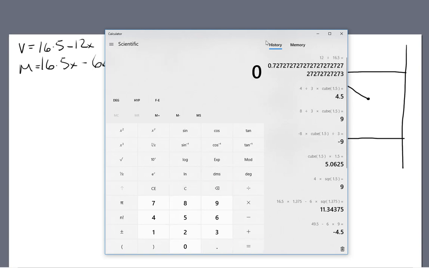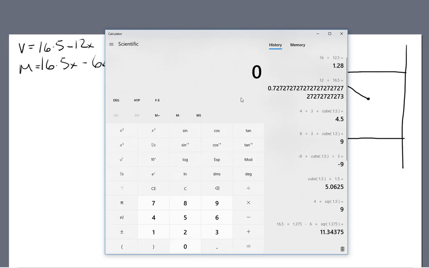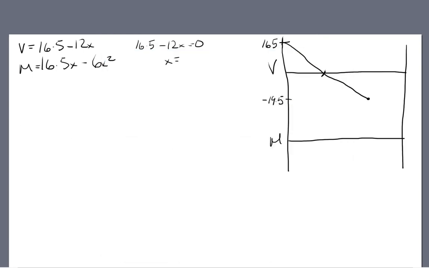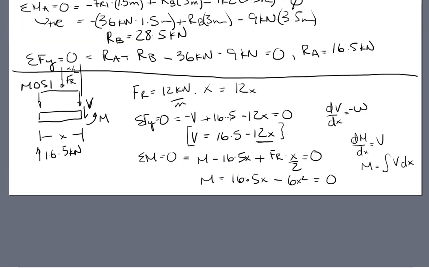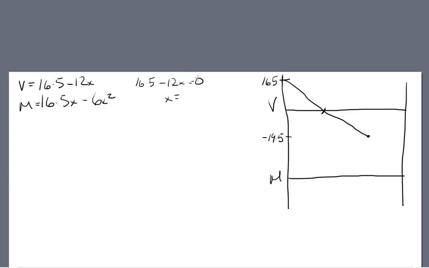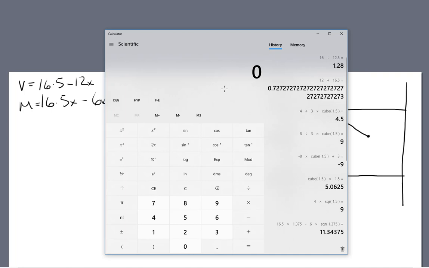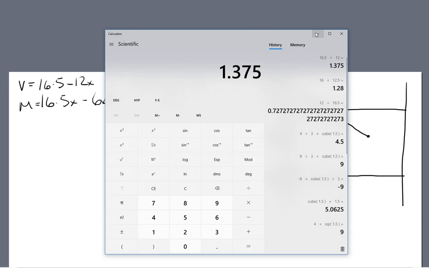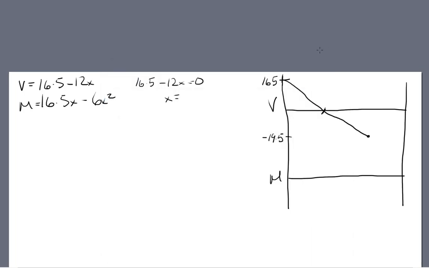No, it's going to be 16 divided by 12.5. That's not it. Have I copied it down incorrectly? One second. So v equals 16.5 minus 12x. So yeah, it's going to be 16.5 divided by 12. 16.5 divided by 12, 1.375. That's right. This is going to be 1.375.